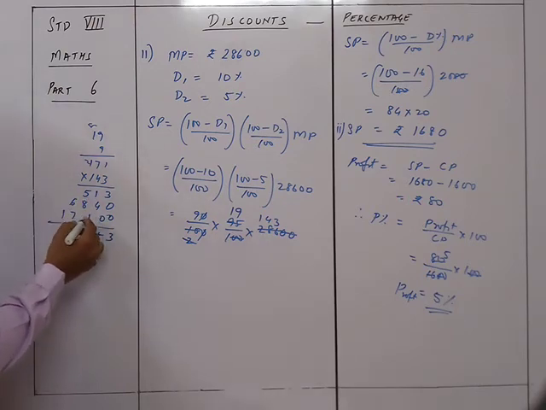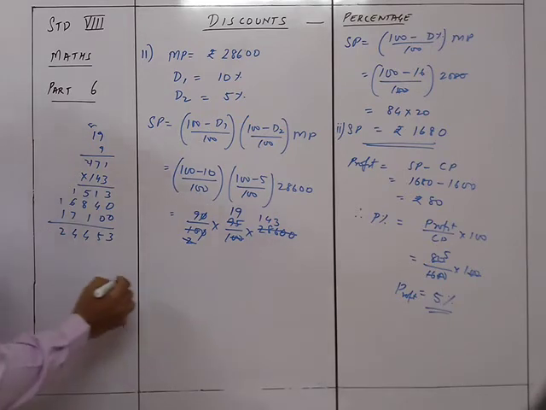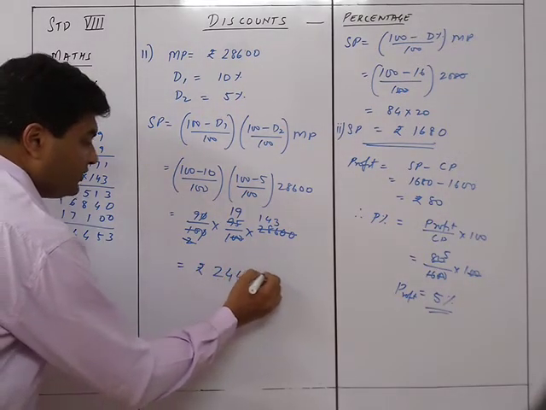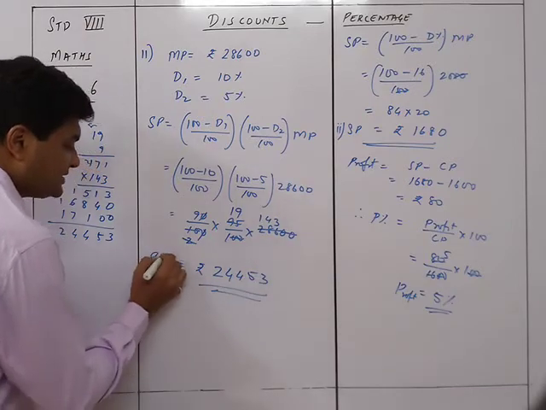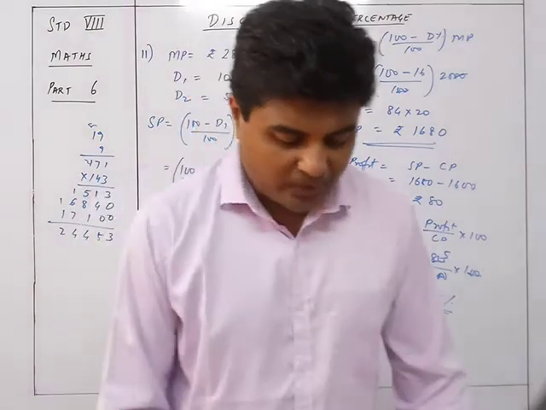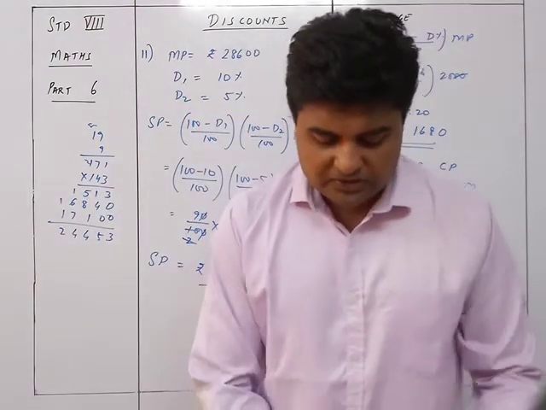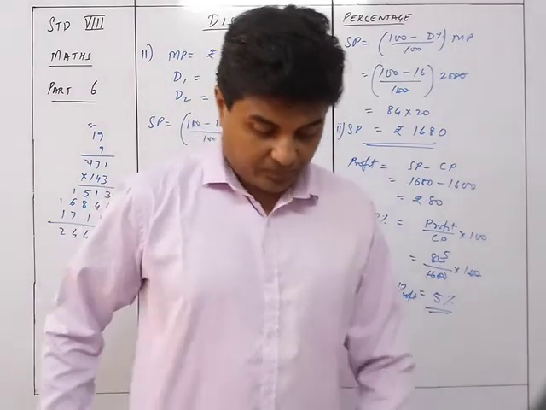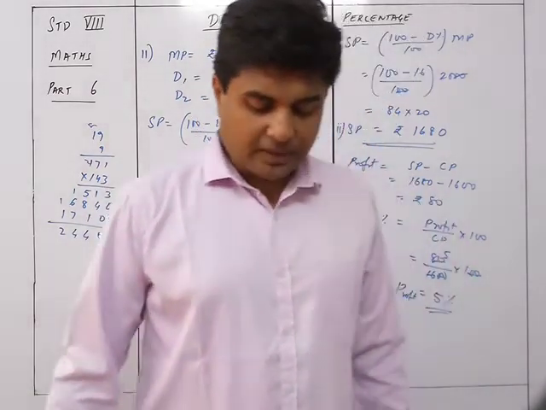Multiplying this out, that will be giving you rupees 24,453 as the selling price. So the refrigerator which was costing 28,600, the purchaser will be able to buy it at 24,453. So that was sum number 11.